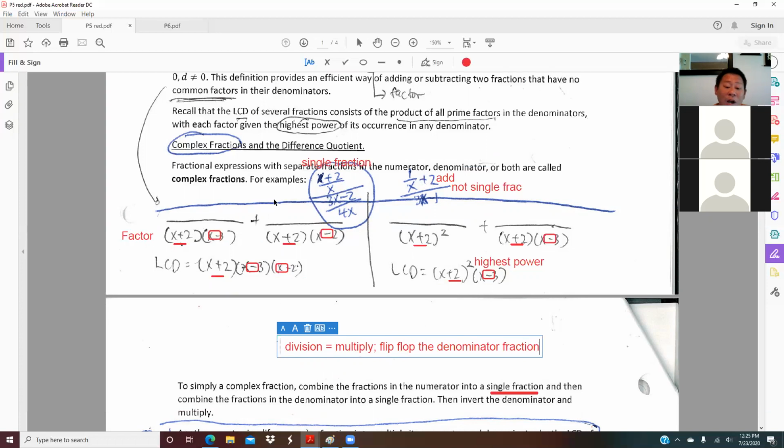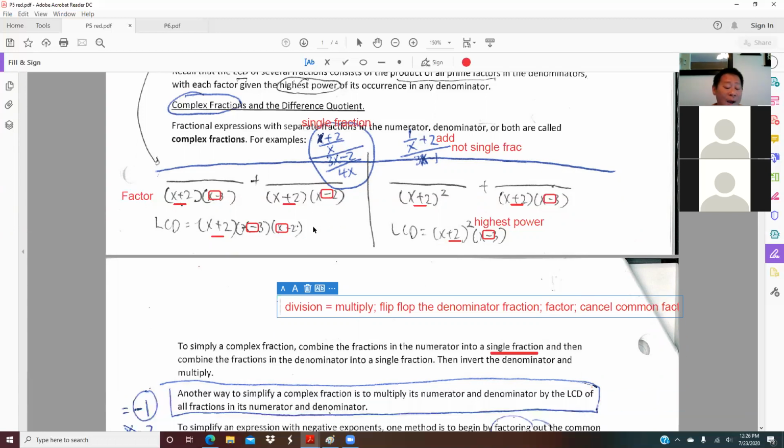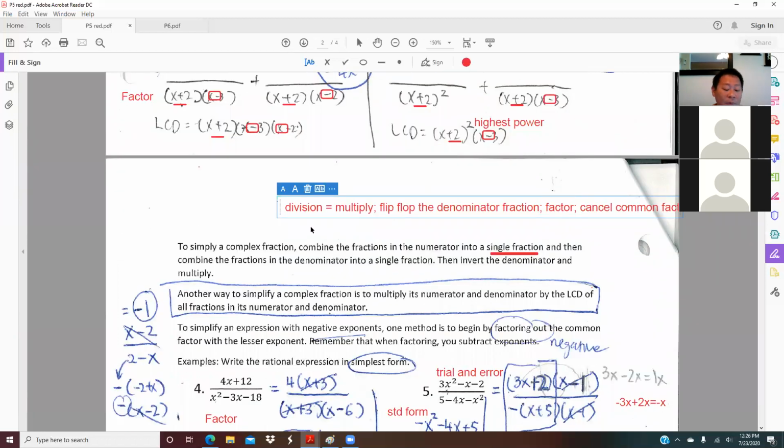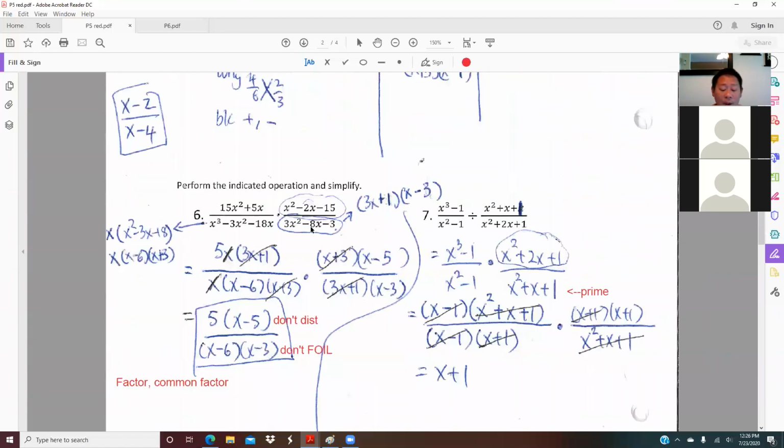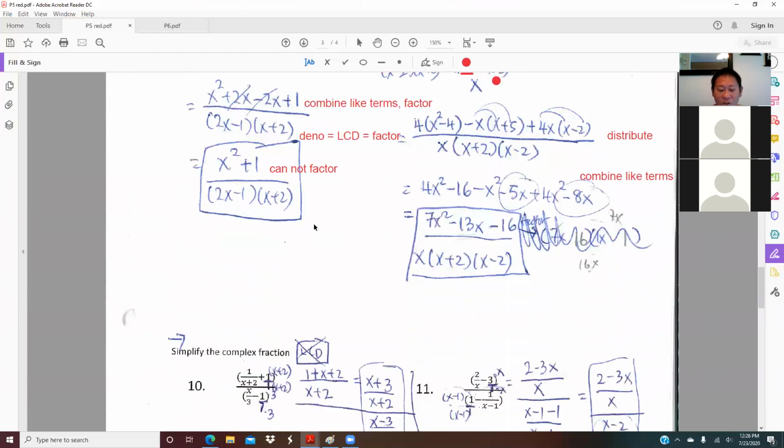So what you do here is, once you get yourself a single fraction like this, you change the division over to multiplication, and then you flip the (3x minus 2) over 4x to 4x over (3x minus 2). And then after that, you factor, and then you cancel the common factors. So it's quite a bit more work, but actually this is a bit easier, depending on the question, compared to the previous sessions that we did.